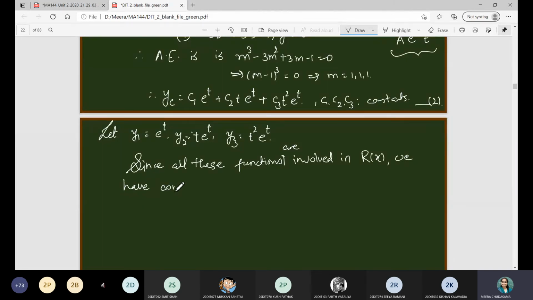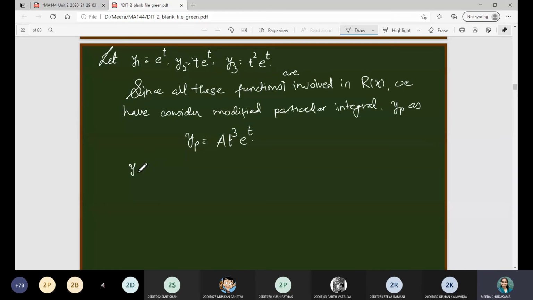So we have to consider the modified particular integral yp. So yp will be what? So it is a t cube e raised to t. So let us find out one by one the derivatives.